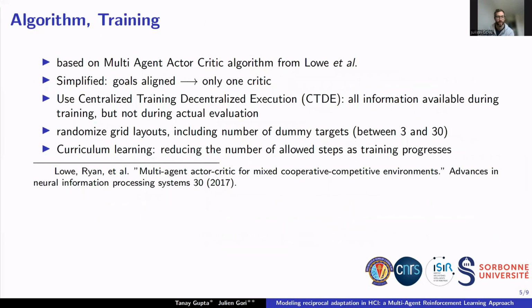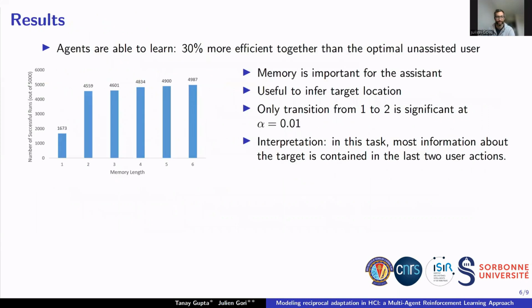We devised an algorithm that is a variation of a multi-agent actor critic algorithm by Lowe and colleagues, which has one critic and one actor per agent. In our case, because the goals are aligned, we actually use a single critic. We use the decentralized training, decentralized execution approach, where all information is available during training, but not execution for the assistant. We also randomize grid layouts and vary the amount of dummy targets, and to help the agents learn, we use some form of curriculum learning.